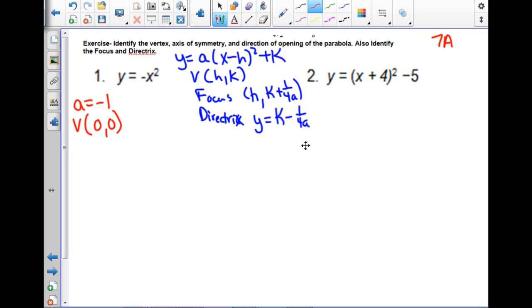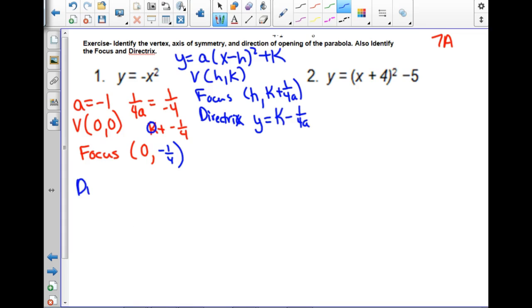Okay, so if you want to find your focus, you already know the x part of the focus is 0, but you have to figure out the second part. So I need to know what 1 over 4 times a would be for this problem. Since a is negative 1, that's 1 over 4 times negative 1, which is negative 1/4. So I take 0, the k value, plus negative 1/4, and what would my value be here? Well, negative 1/4.